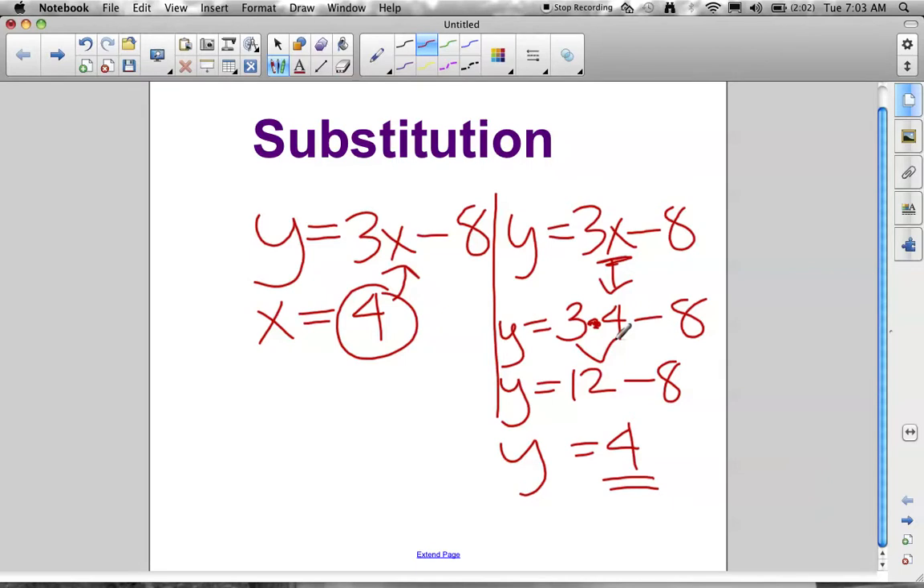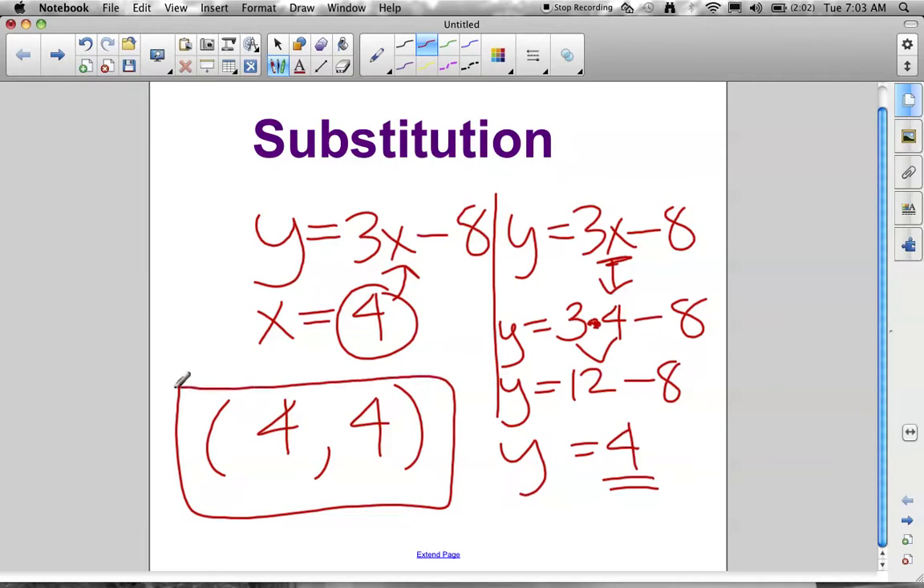Now if I had asked you to write that as an ordered pair, x always comes first, y always comes second. In this case, we got lucky because they're both the same number. But this would be your solution. So that's what we're going to be doing, except it's going to get a little bit more complicated. So let's take a look at a different type of problem you'll see.